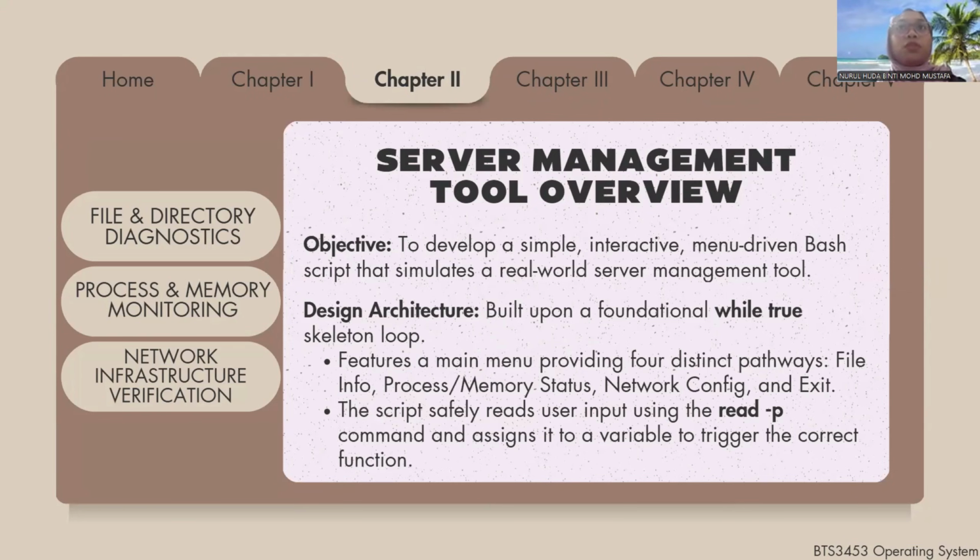For the server management tool overview, for the objective, we want to develop a simple interactive menu-driven bash script that simulates a real-world server management tool. For the design architecture, we want to build upon a foundational while-true skeleton loop that features a main menu providing four distinct pathways, which are file info, process or memory status, network config, and exit. The script safely reads user input using the read -p command and assigns it to a variable to trigger the correct function.